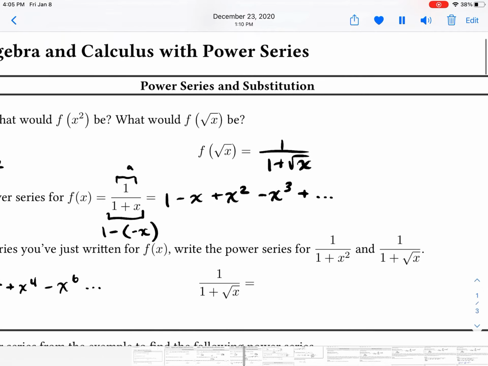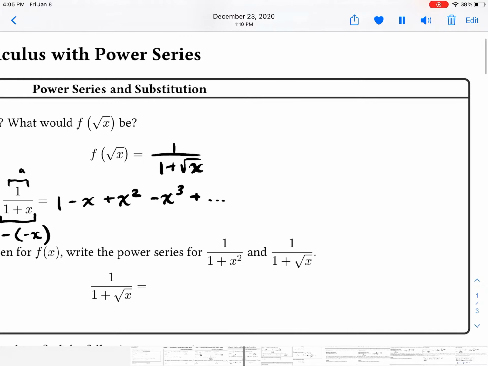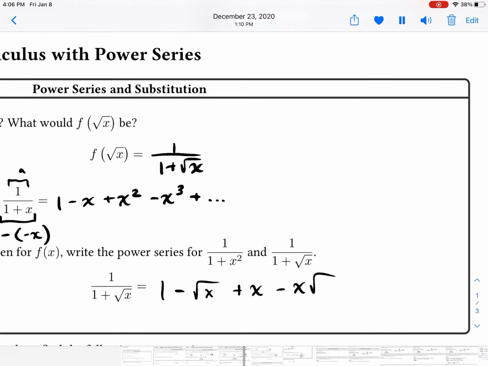Similarly, if I wanted to do this for 1 over 1 plus root x, I could just say, all right, this would be 1 minus, and now we're substituting root x for our argument or variable x. So this would be 1 minus root x plus x minus x root x, or you could also write this as x to the 3/2 if you wanted to.